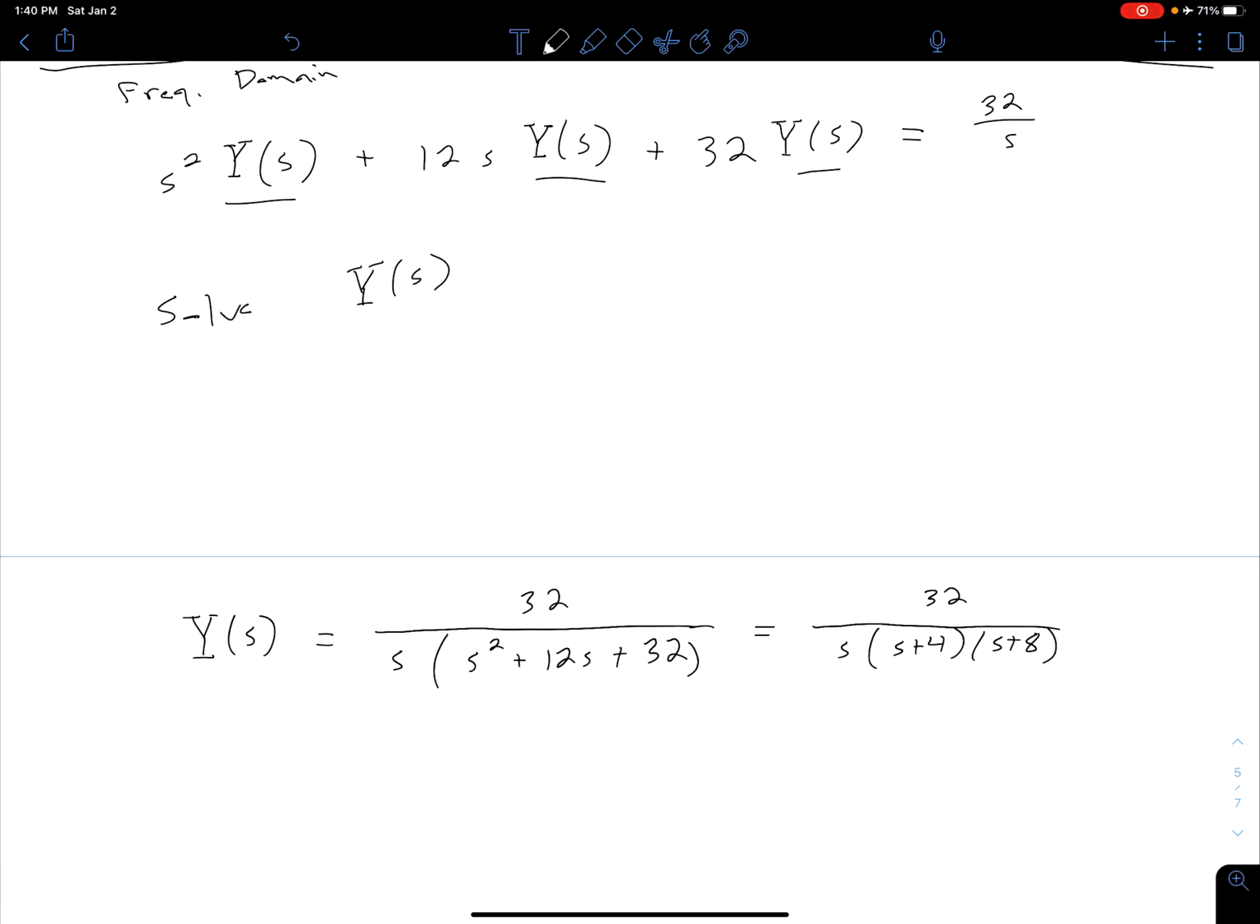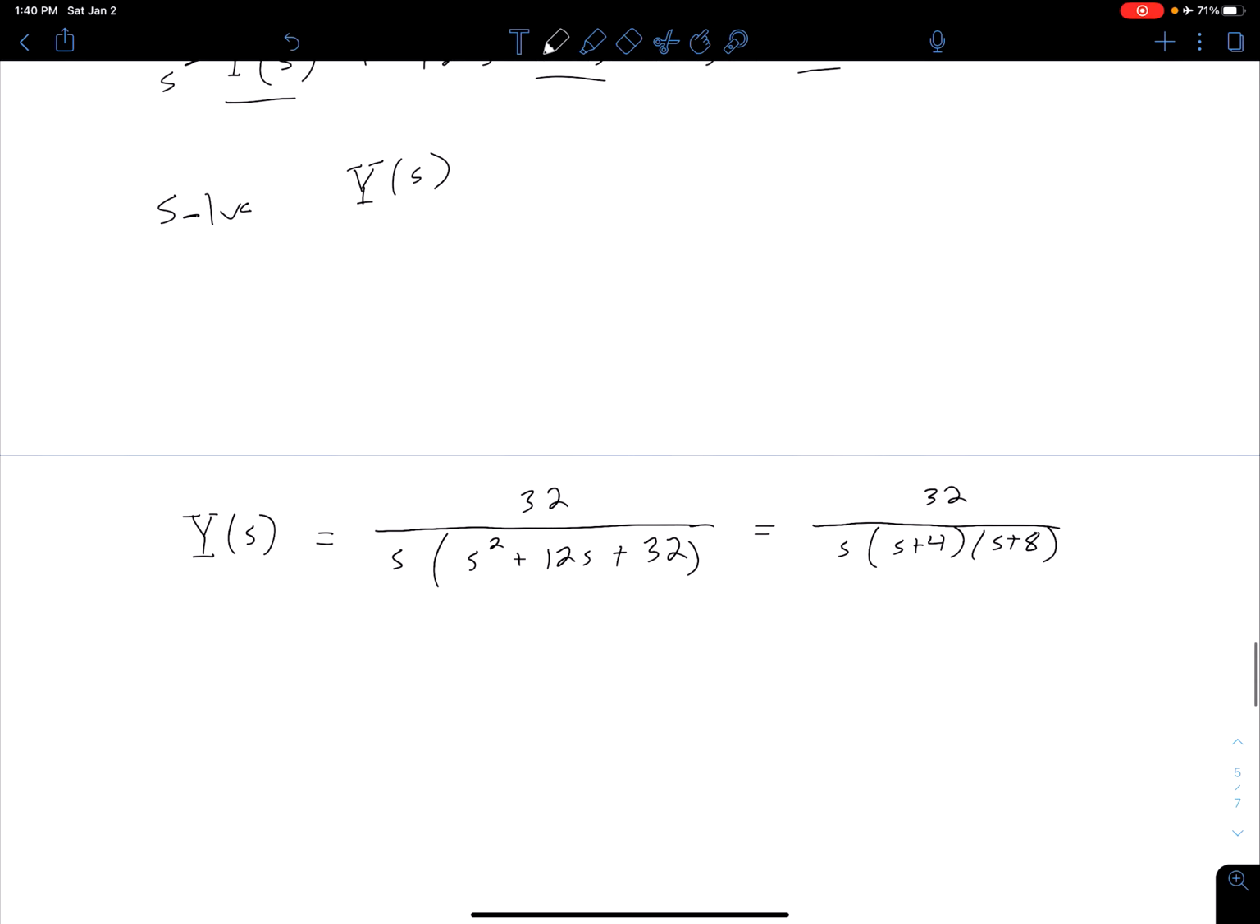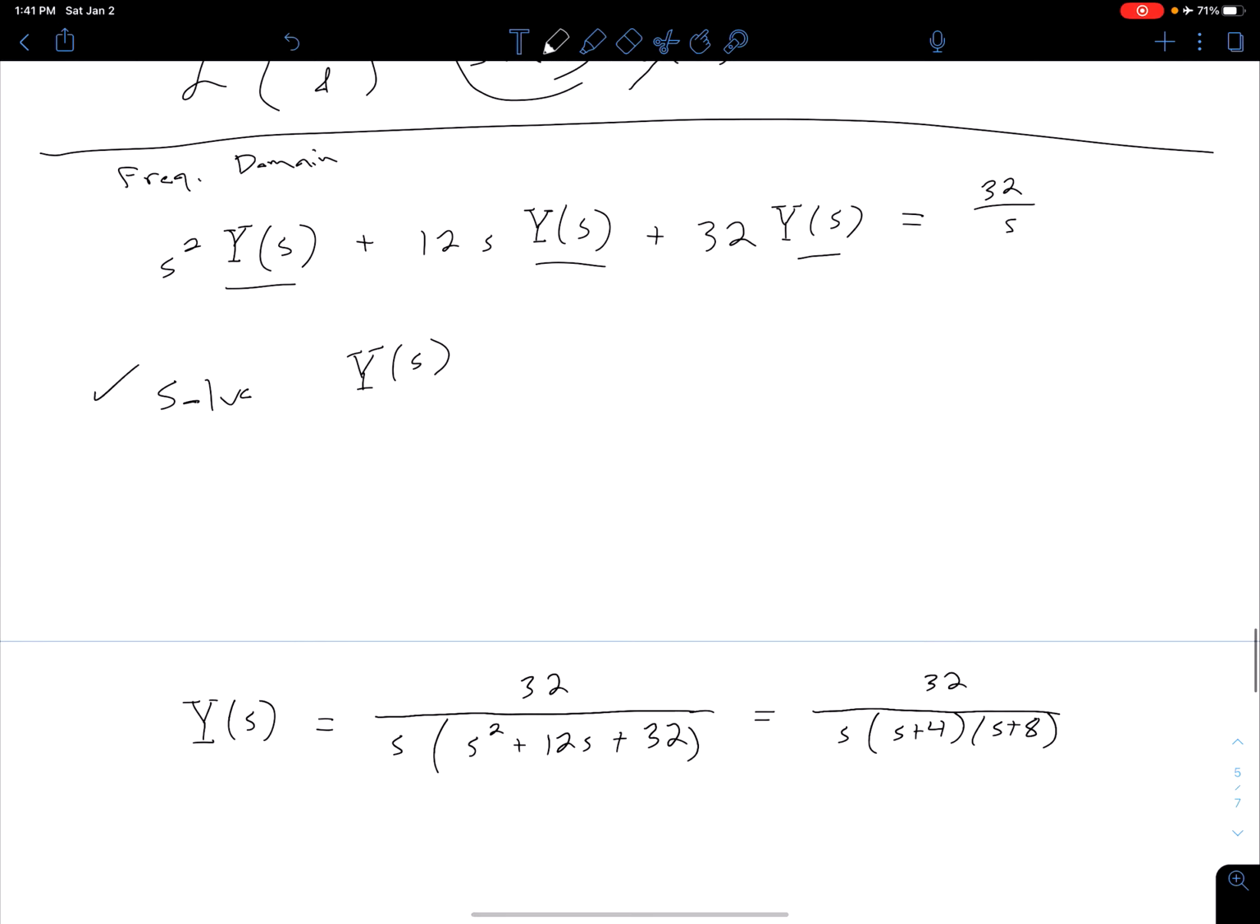And so of course you could do that with the quadratic equation if you can't see that immediately, or we're going to talk about some ways to do some of this in MATLAB a little bit later on as well. So once we're at this point, we've solved for our y of s.